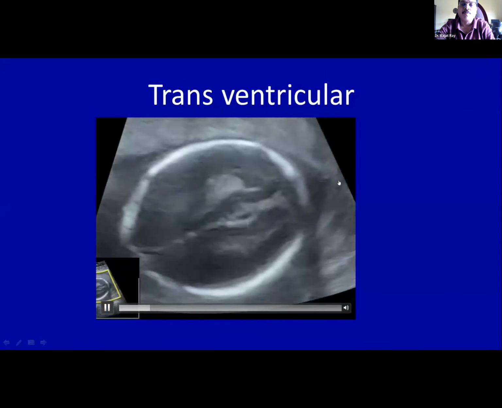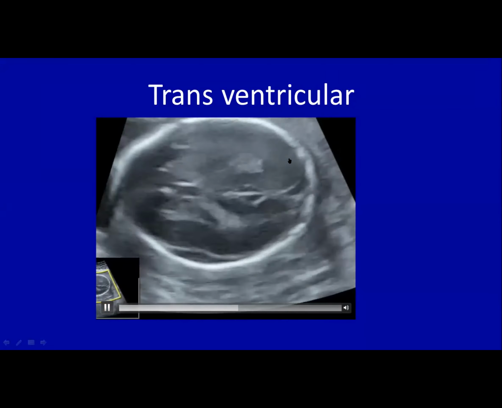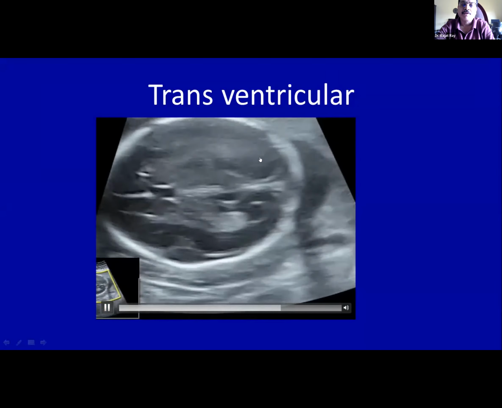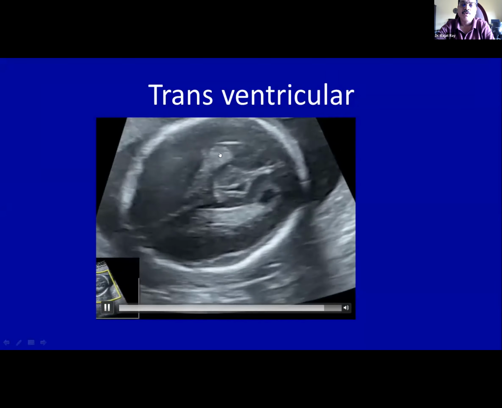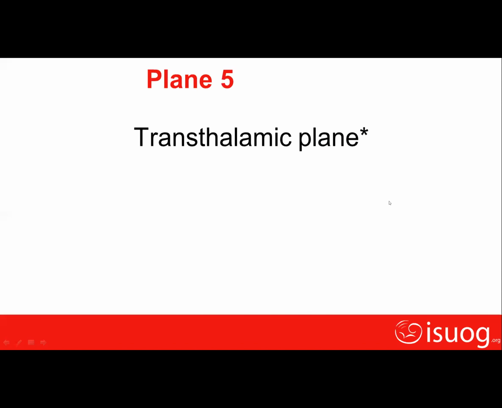So I have moved my probe laterally. And you can see the nearer lateral ventricle, where the choroid plexus is nicely filling inside. So there is no ventriculomegaly. Then the next plane is the transthalamic plane.